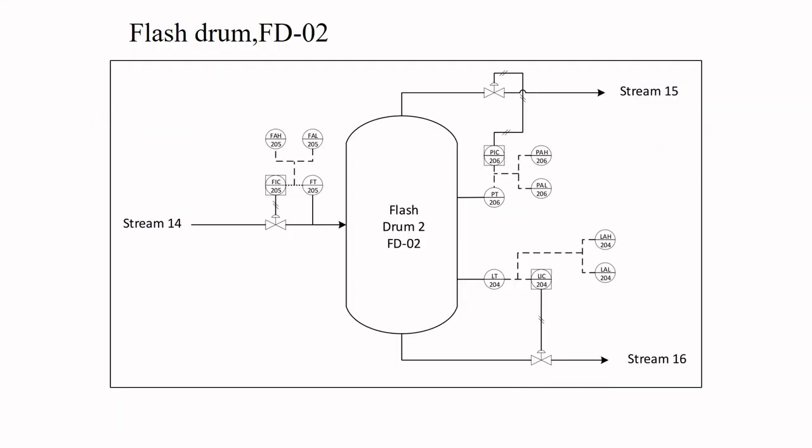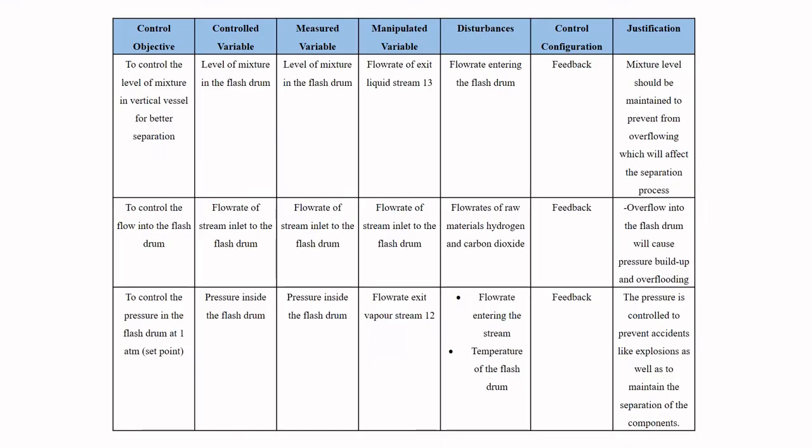Flash drum 2 has the same control configuration as flash drum 1 except for pressure. Flash drum 2 differs from flash drum 1 in terms of pressure because flash drum 2 has a pressure of 1 atm, meanwhile flash drum 1 has a set point of 4 atm. Thus, the control system for flash drum 2 must be set to reach the desired set point of 1 atm.